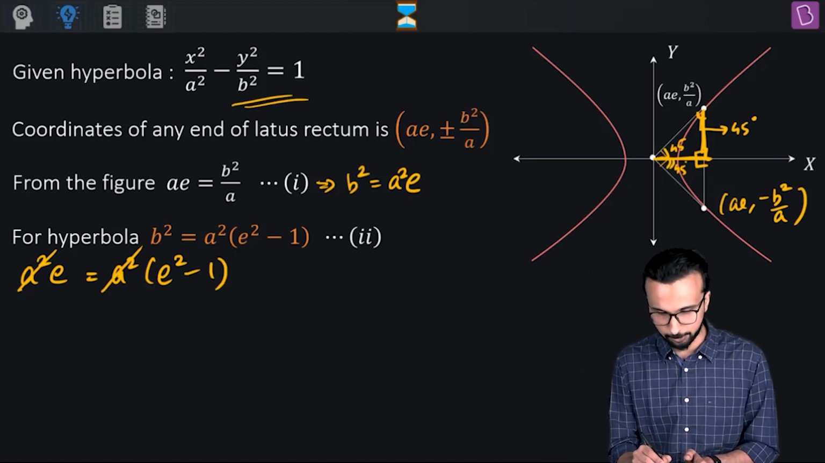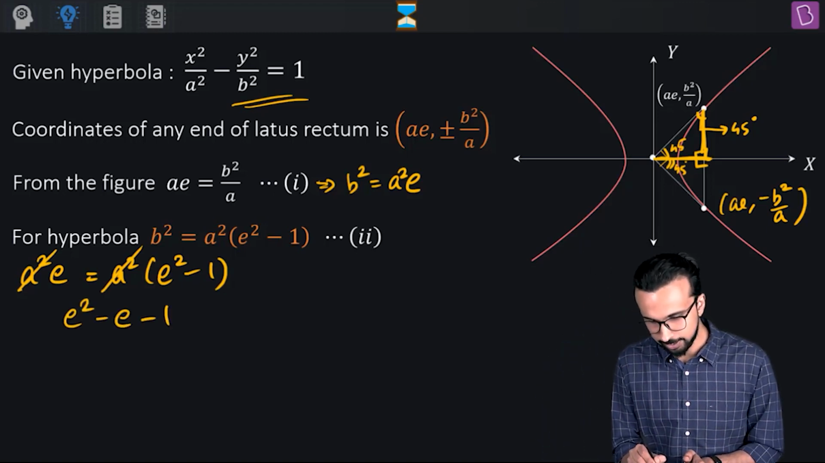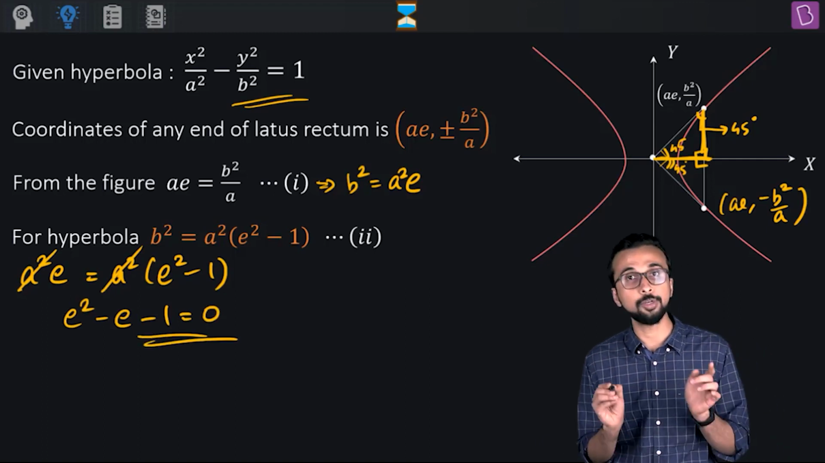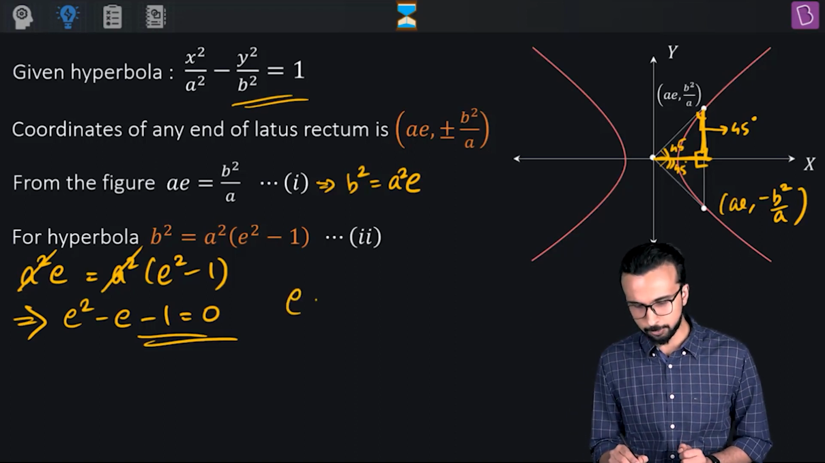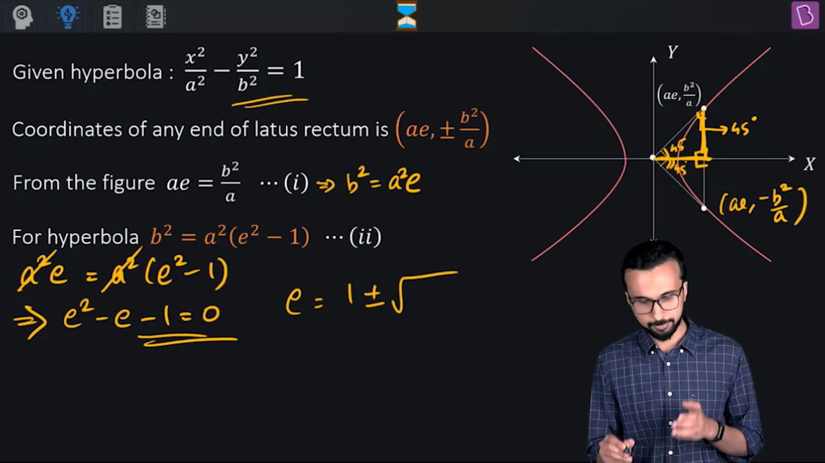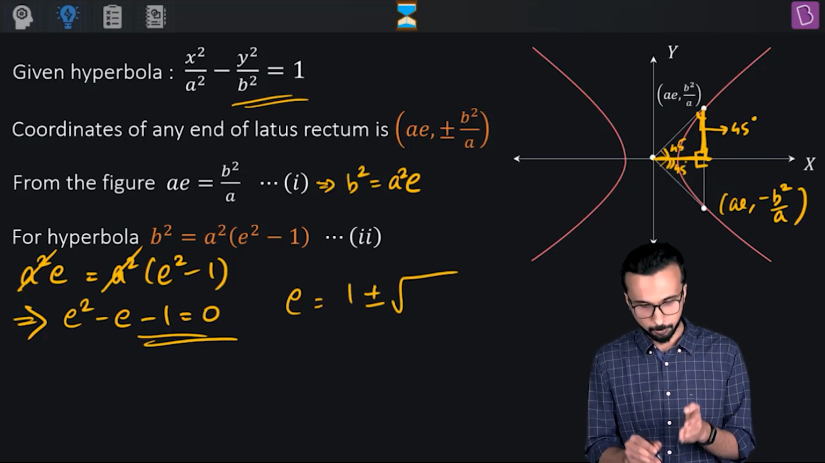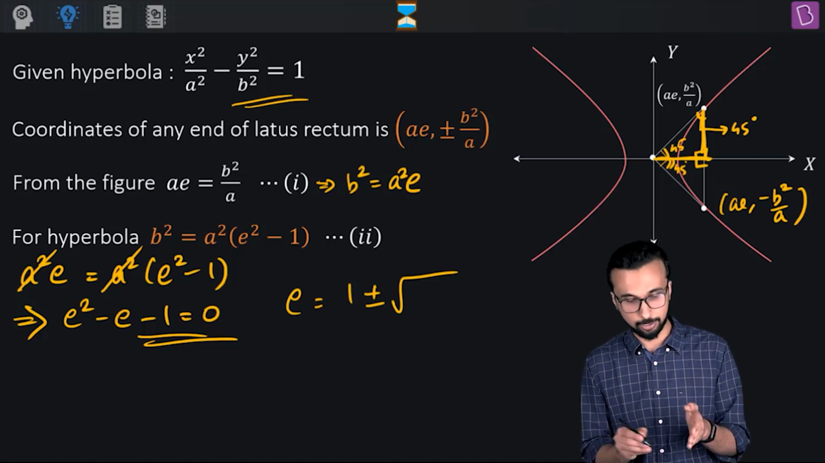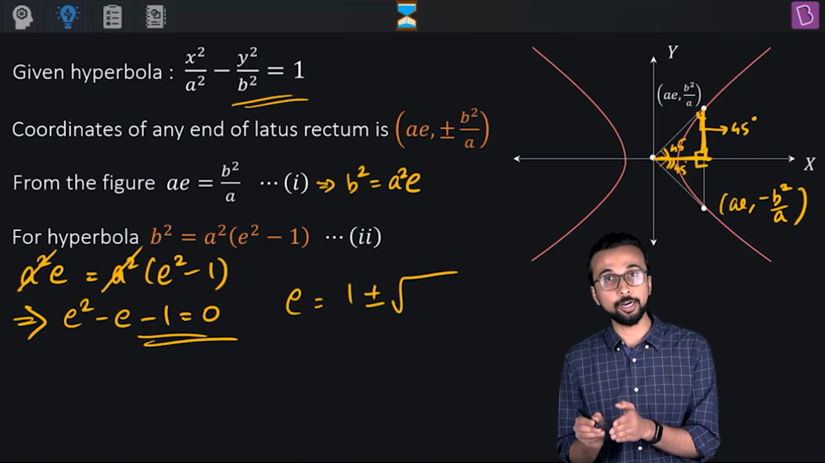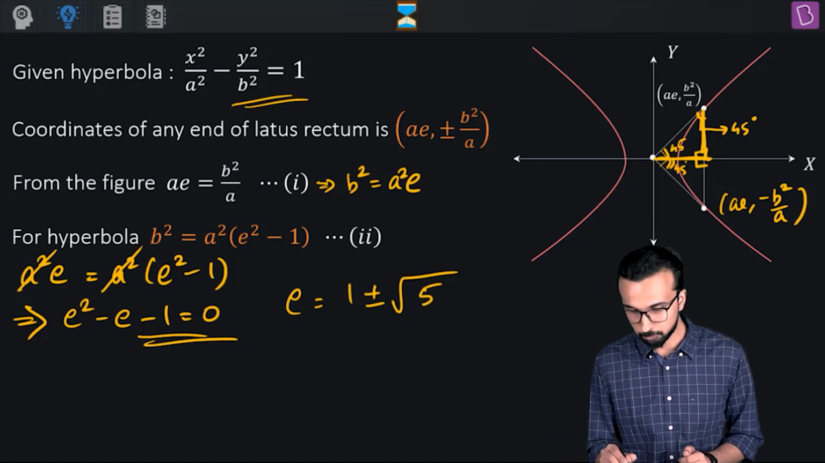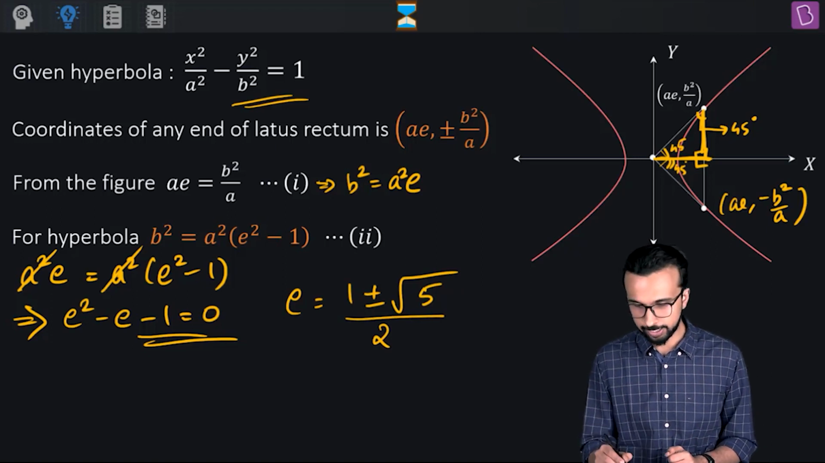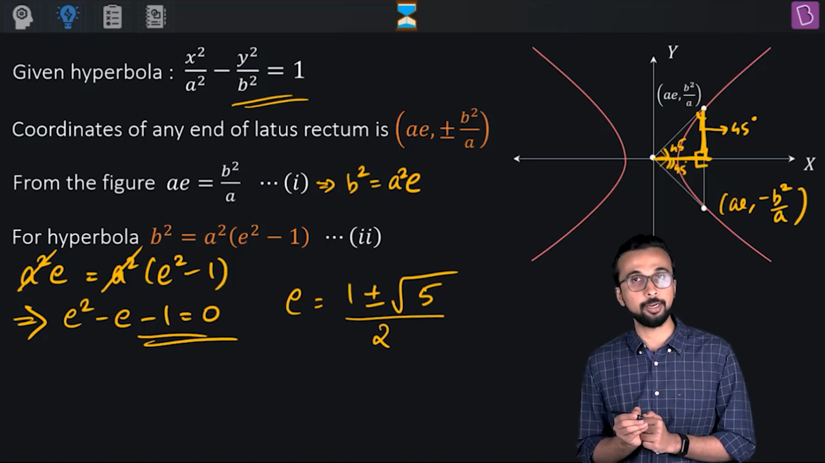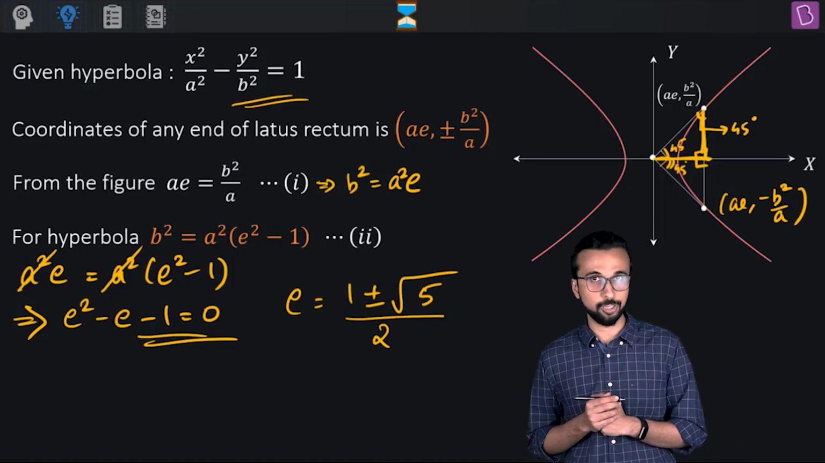Alright. So, I get E square minus E minus 1 equal to 0. This is what I obtain. Alright. So, what can I say about E? E will be minus B plus or minus root of B square minus 4AC, which is 1 plus or minus root of 1 minus 4 into minus 1, which becomes 1 plus 4, and hence root of 5, divided by 2A. So I get E as 1 plus root 5 by 2 or 1 minus root 5 by 2.